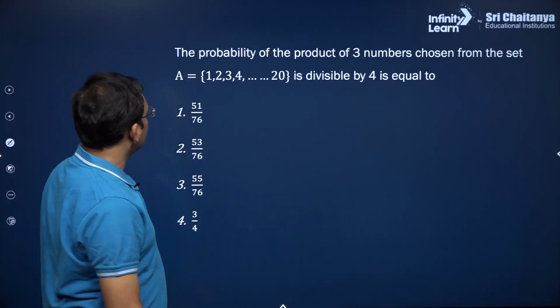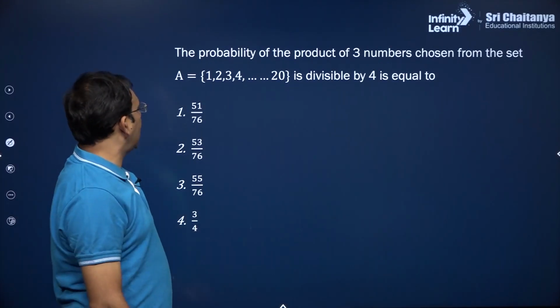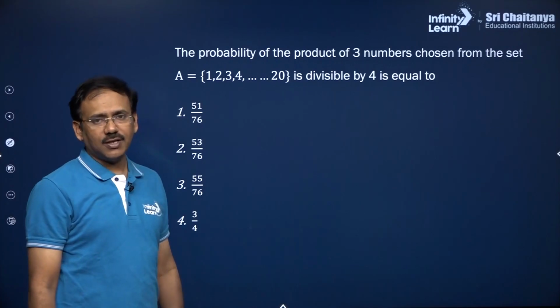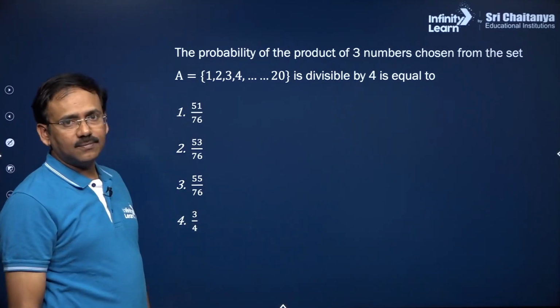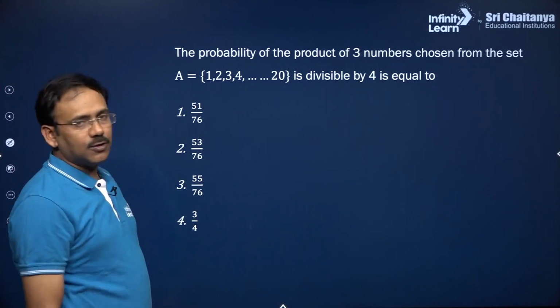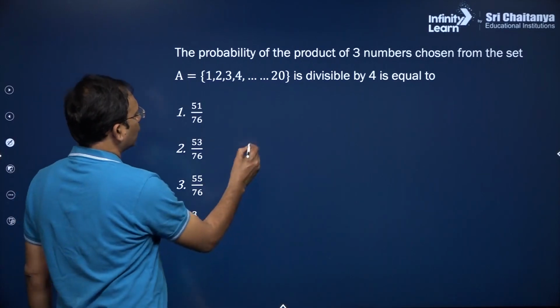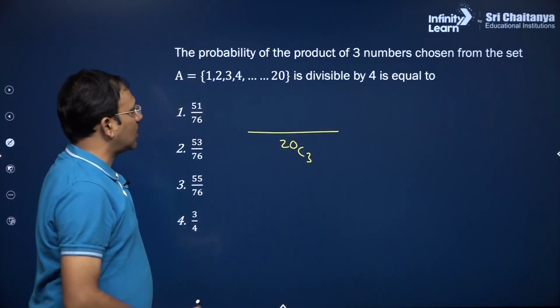Next, my dear friends, the probability that the product of three numbers chosen from the set A, which is 1, 2, 3, 4 and so on up to 20, is divisible by 4 is equal to, you see, my dear friends, out of 20 you need to select 3 elements. So, what is the chance you want?